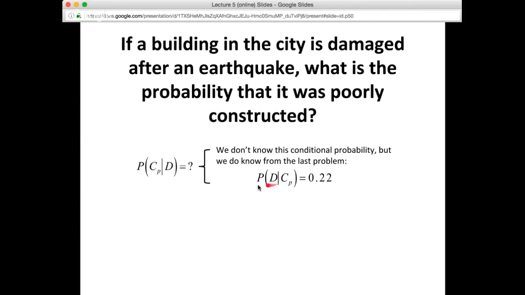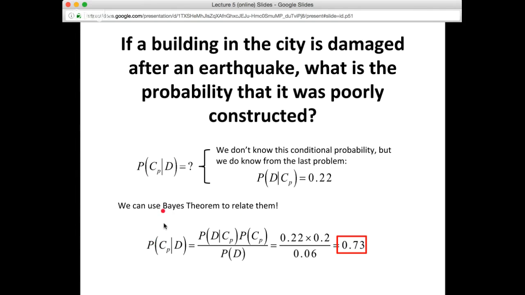That is, we were given the conditional probability with the terms flipped. So we were given the probability that, if we had a poorly constructed building, it would be damaged. That was 22%. Actually, it wasn't given. It was something that we calculated from the last problem. So we have this, and we'd like to calculate that. How do we flip the order of those two terms? Well, remember, we use Bayes' theorem. So Bayes' theorem allows us to do that.